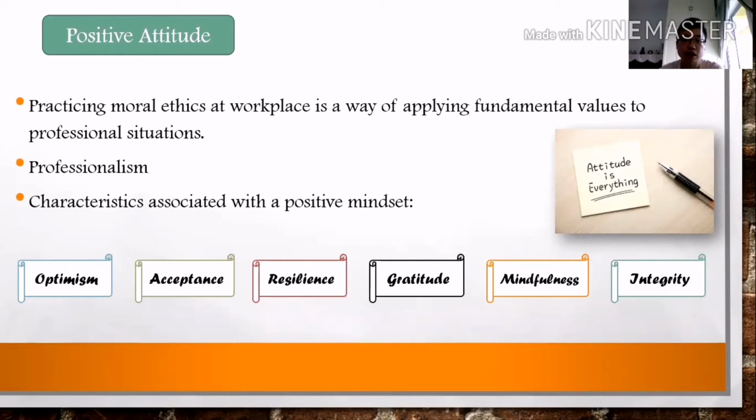Today, I am going to talk about the positive attitude of a dentist. As a dentist, we should show a positive attitude in a professional way. There are some characteristics mainly associated with a positive attitude, which include optimism, acceptance, resilience, gratitude, mindfulness, and also integrity.